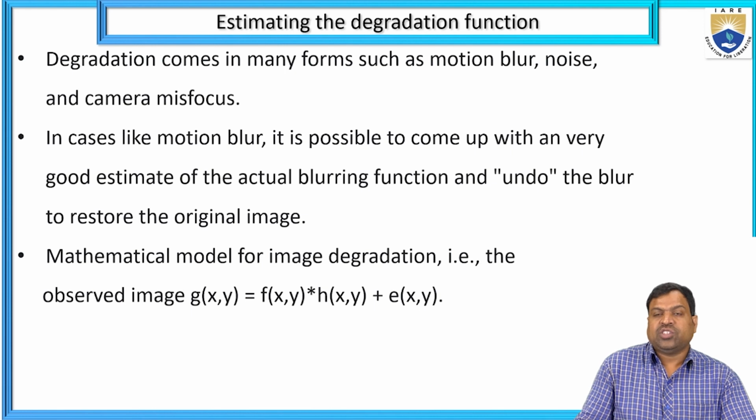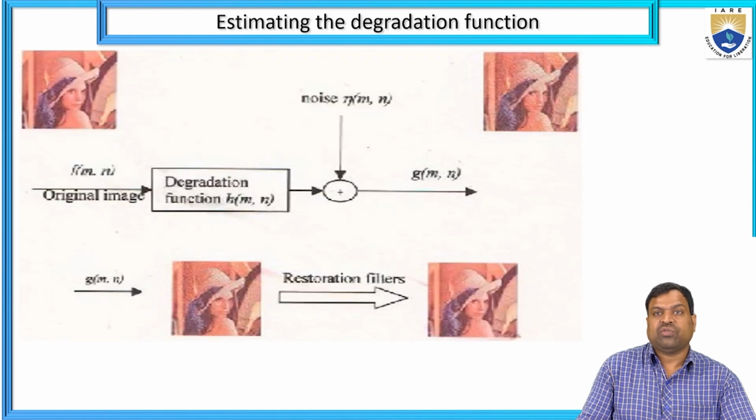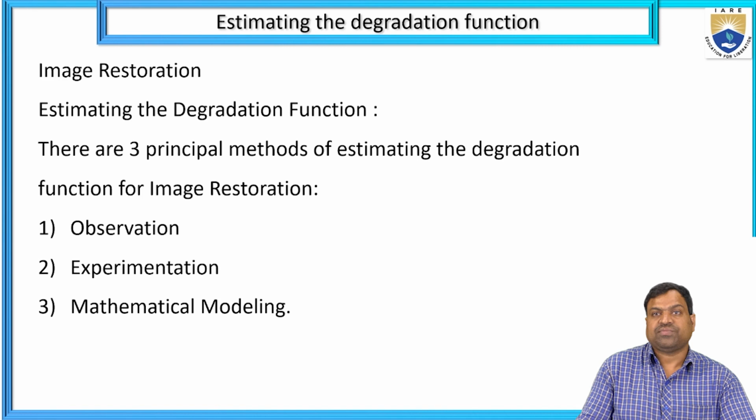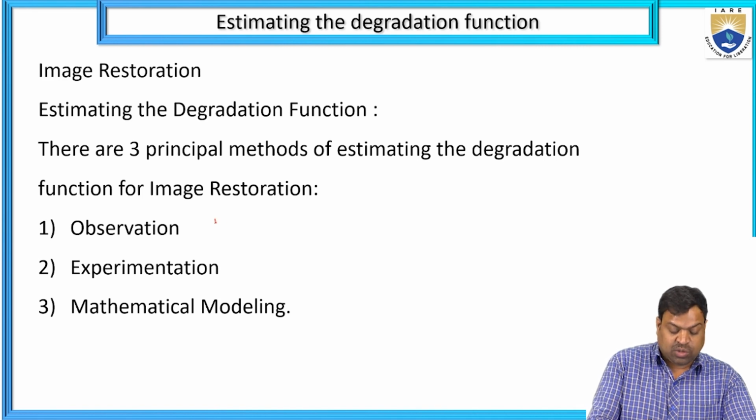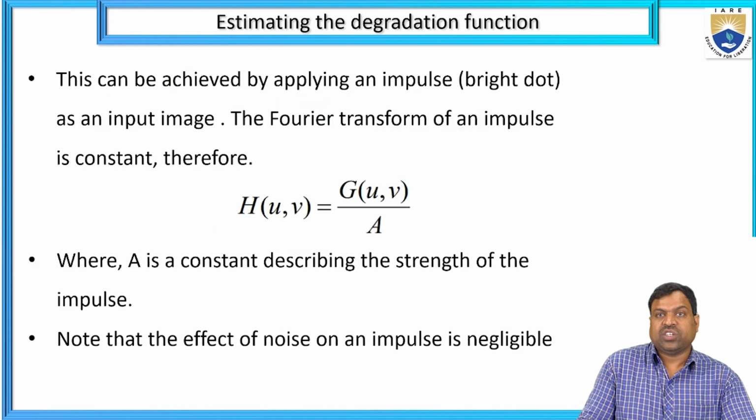The degradation comes in many forms such as motion blurring, noise and camera misfocus. In cases like motion blurring, it is possible to come up with a very good estimation of the actual blurring function and undo the blurring to restore the original image. The mathematical model for image degradation is the observation g of x comma y equal to f of x comma y into h of x comma y plus n of x comma y. Already we know that. For the degradation function, three principles are there: observation, experimentation, and mathematical modeling.